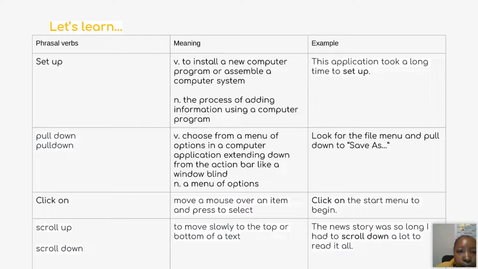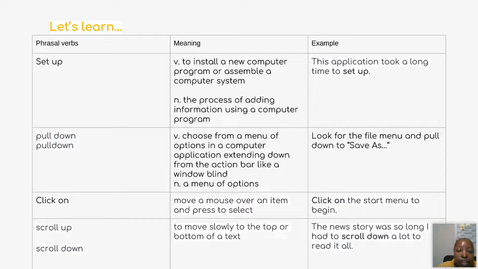Okay, guys, so sorry about that. Let's actually move on, and let's look at the next word, which is pull down. Pull down means choose from a menu of options in a computer application, extending down from the action bar like a window blind. As a noun, this is a menu of options, okay? So, for example, look for the file menu and pull down to save as, okay?